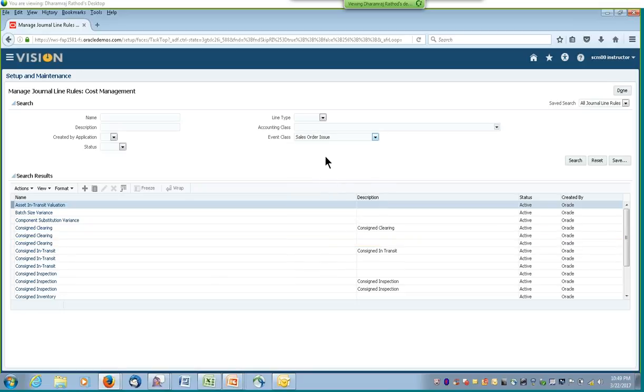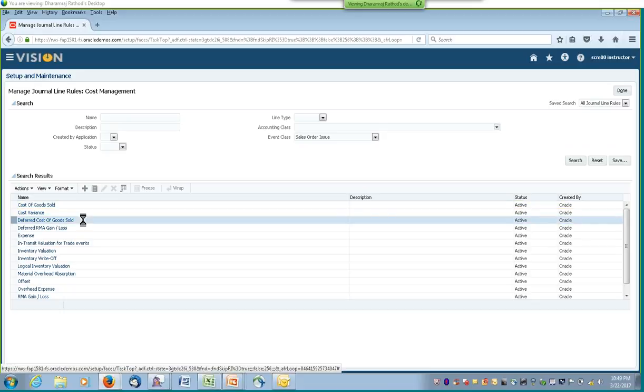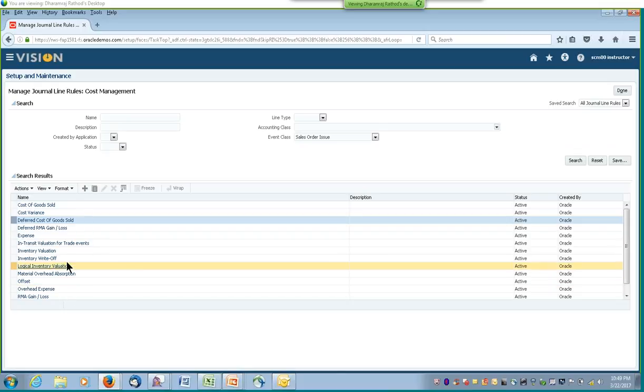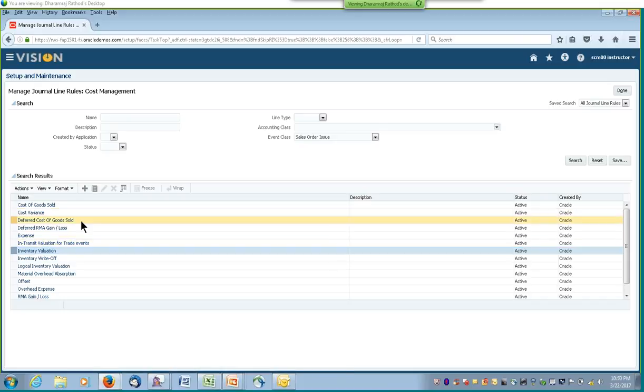So let's say you got the material into your inventory and you are trying to ship the sales order, that is issuing the sales order. When you go look at it, there are certain accounting line types. And by now you would know it will debit the deferred COGS and credit the inventory valuation. So debit deferred cost of goods sold, and credit inventory valuation. So these are all your accounting line types, and I know it, and you would also know it. What are the accounting line types associated with various event classes?